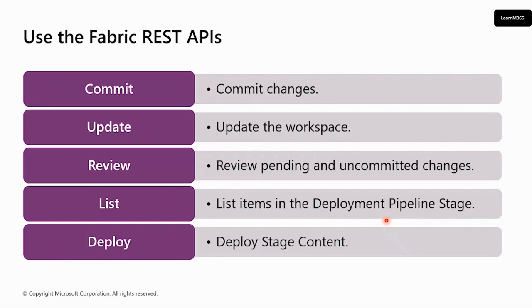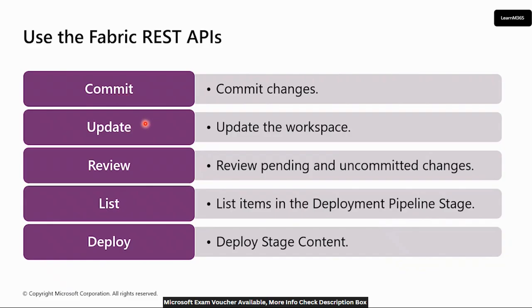Now, what are these Fabric REST APIs available to automate the process? Let's talk about how we can use these Fabric REST APIs for CI/CD to automate the processes. We have some API calls which we can make, like commit. The functionality of commit is that we can commit the changes made in the workspace to the connected remote branch. That is what commit is going to do.